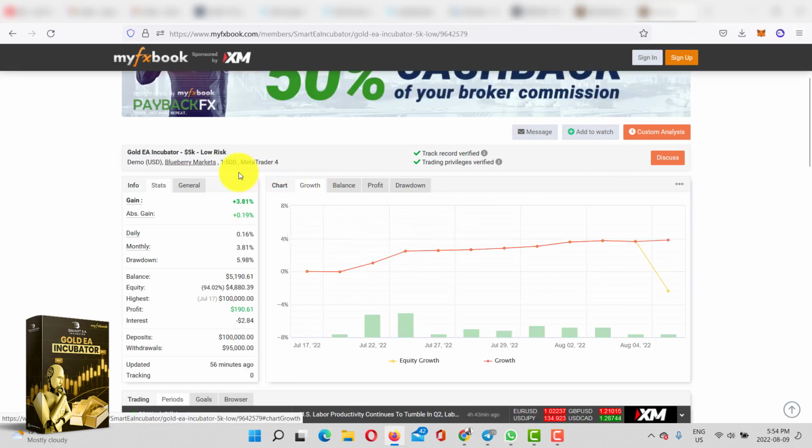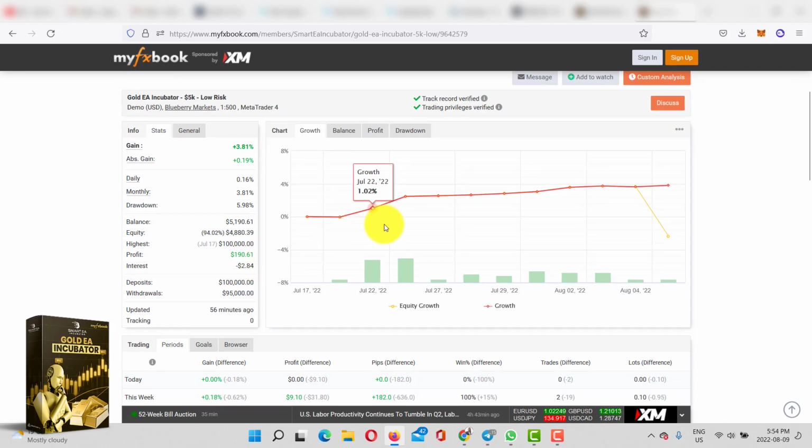So this is the brand new account that we installed on $5,000 and it's running on low risk, and so far it's up 3.81% with almost 5% drawdown, because the equity stop protection is turned on, and the profit is $190 on this $5,190 account.